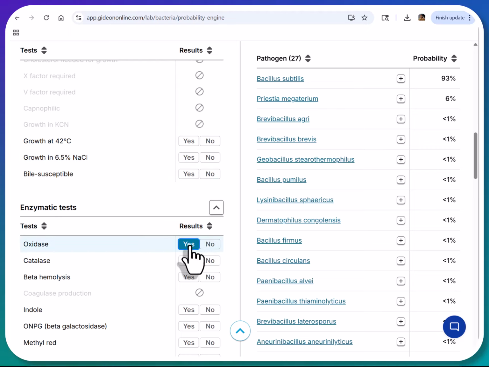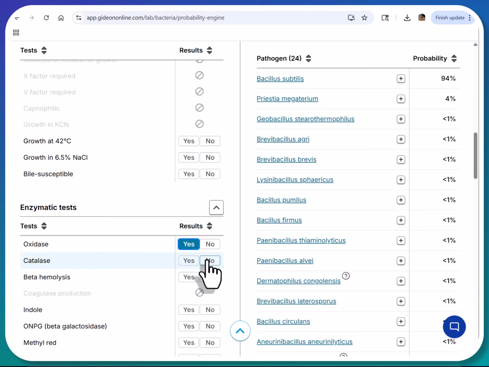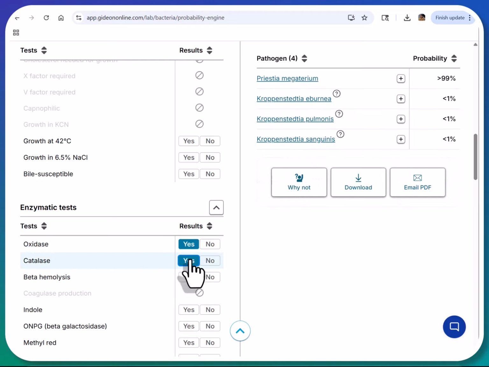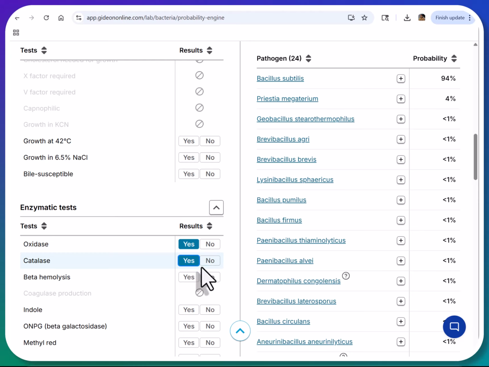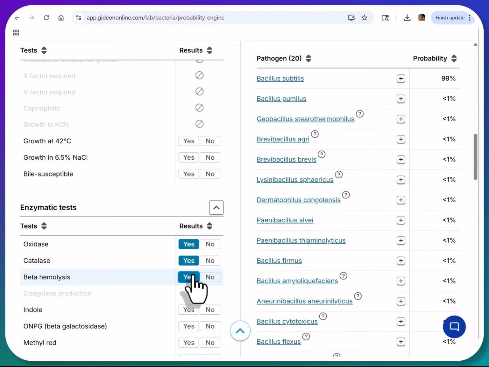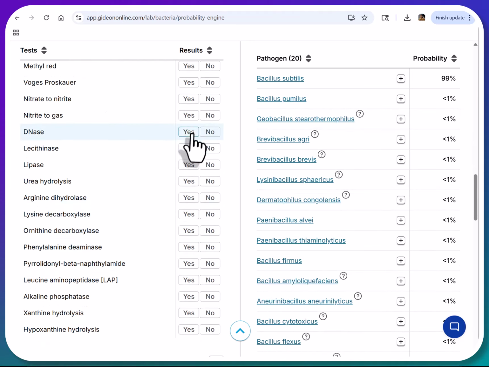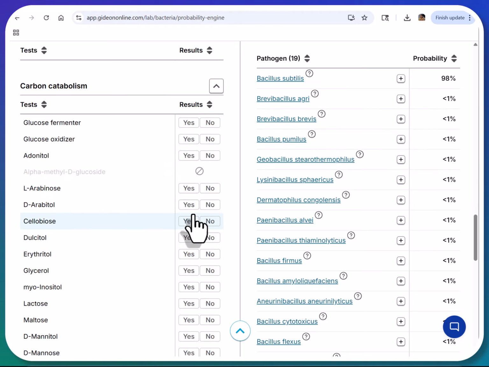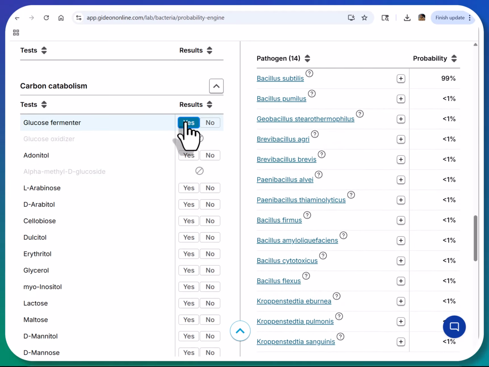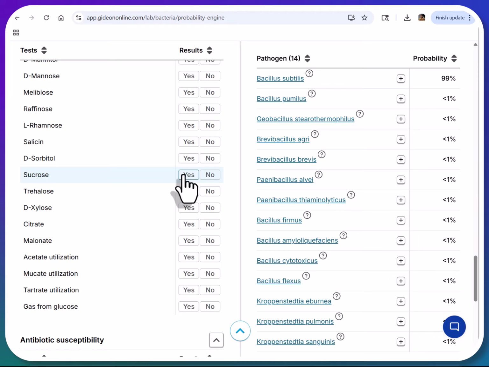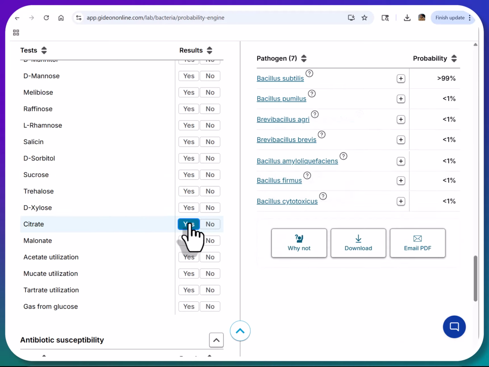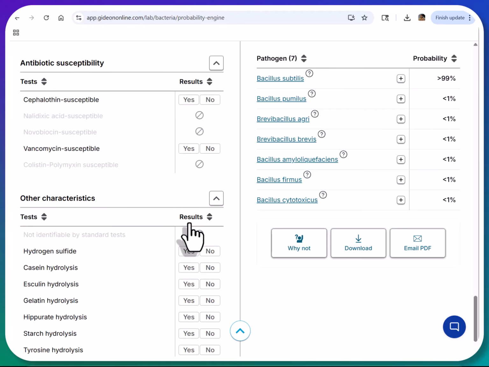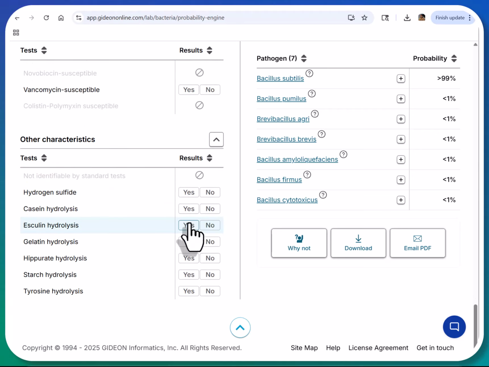It is oxidase positive and also catalase positive. And it did have beta hemolysis. Our DNase was positive as well. And so we go down again. There's lots of different tests. Our glucose was yellow. Our citrate, was it positive? Yes, our citrate was blue as well. Turned from green to blue. And I think that's pretty much all the tests we have.